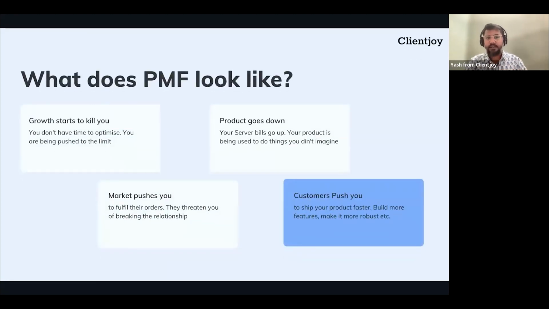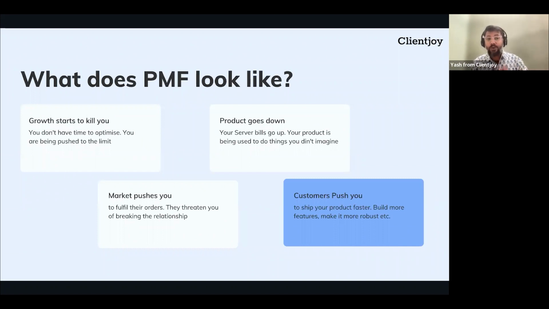So what actually does PMF look like? Once you have product market fit, what could it look like? These are four things that you will find. The first is that your product will start going down, right? You're getting a lot of usage, your server bills are going up, and you're worried that you'll not be able to pay for them, or the servers will not be able to scale, or you need expert people to be able to manage your servers. That's one of the things that happens once you achieve PMF.